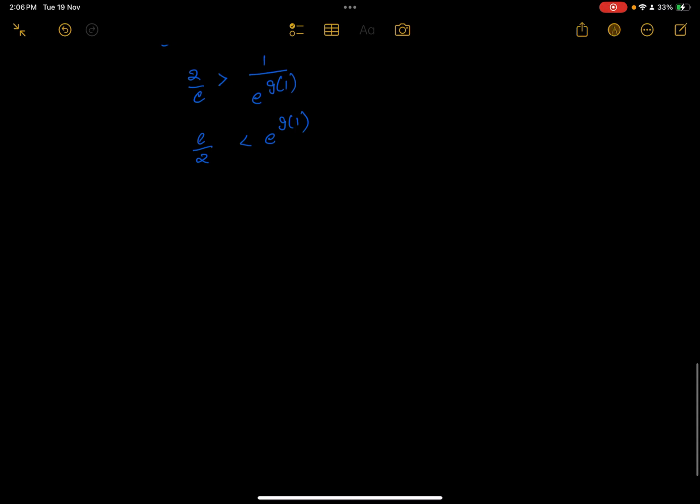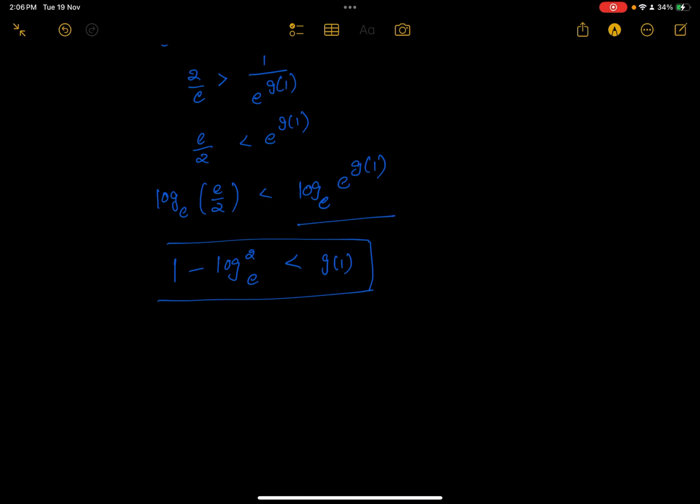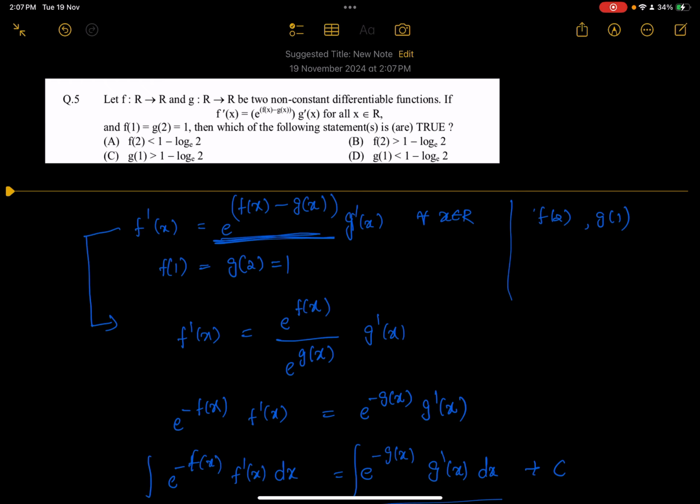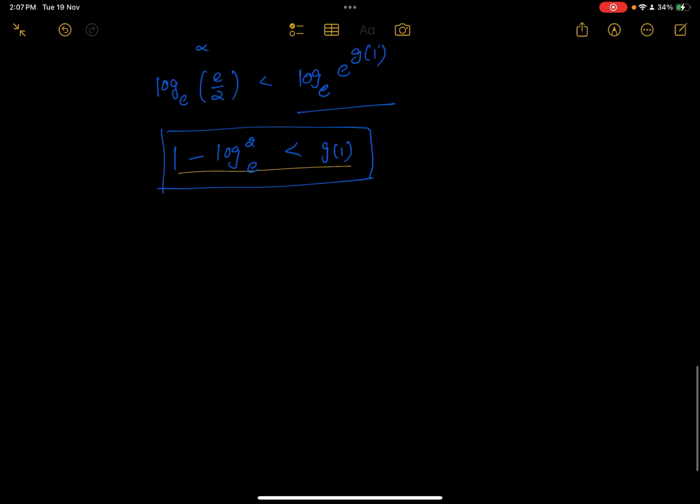Take logarithm on both sides, logarithm with respect to e. Log e of e by 2 less than log e of e to the power g of 1. So this will be g of 1. This will be log e base e minus log 2 base e. So that means g of 1 is greater than 1 minus log 2 base e. g of 1 is greater than 1 minus log 2 base e. So that is option C.